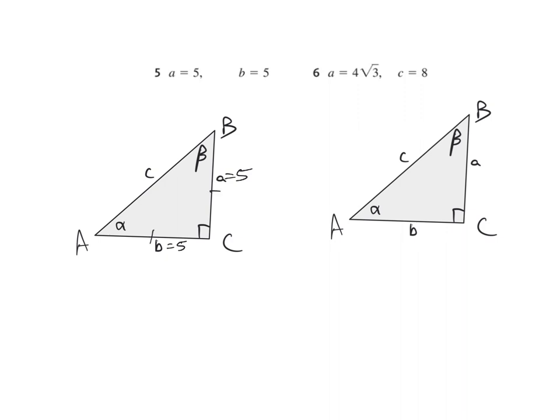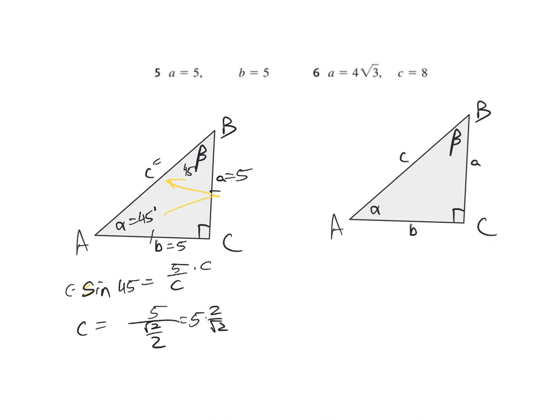Okay, so since those are the same, that means these are 45 degrees. Okay, so we found those. Now to get C, again, I'm going to use trig functions. I'll use the opposite over hypotenuse, so the sine of 45 degrees is 5 over C, multiplied by C, and then divide by C, or divide by sine of 45. So 5 divided by the square root of 2 over 2, which is 5 times 2 over the square root of 2, or 10 over the square root of 2. We rationalize, and we get 10 square root of 2 over 2, or 5 square root of 2. That's C. And we have all those other values.